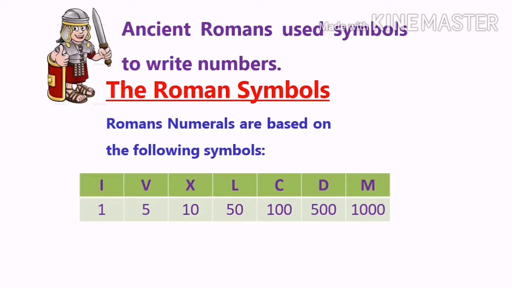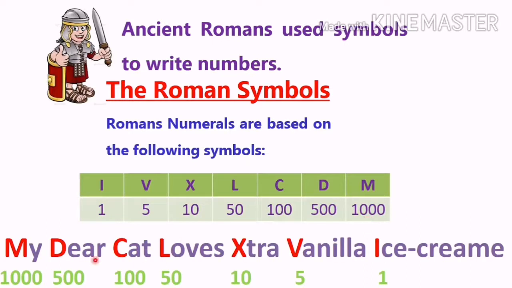Before that, let me give you a tip. A century is 100 years. It starts with C. So C for 100. A millennium is 1000 years. It starts with M. So M for 1000. You can also use this sentence to help you remember the order: My dear cat loves extra vanilla ice cream. Or you can remember the IVXLCDM pattern.